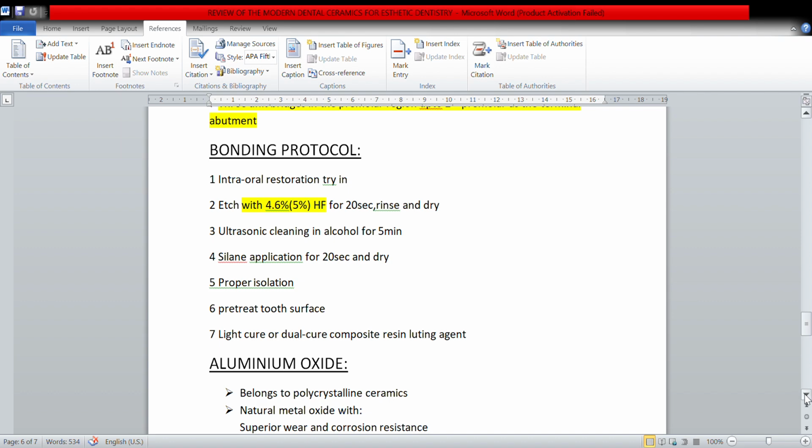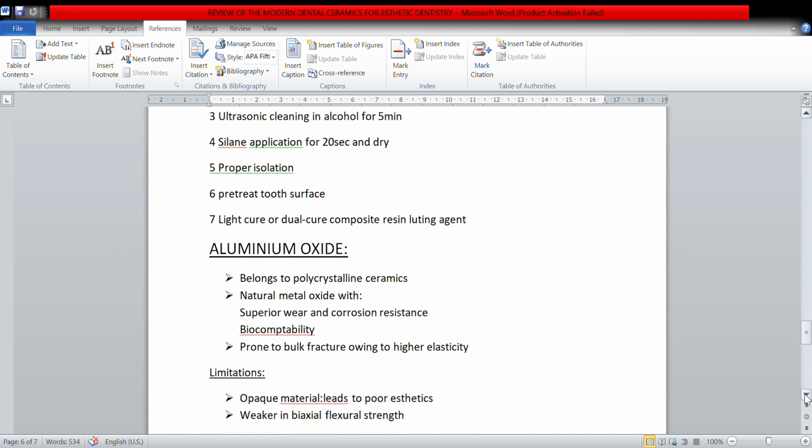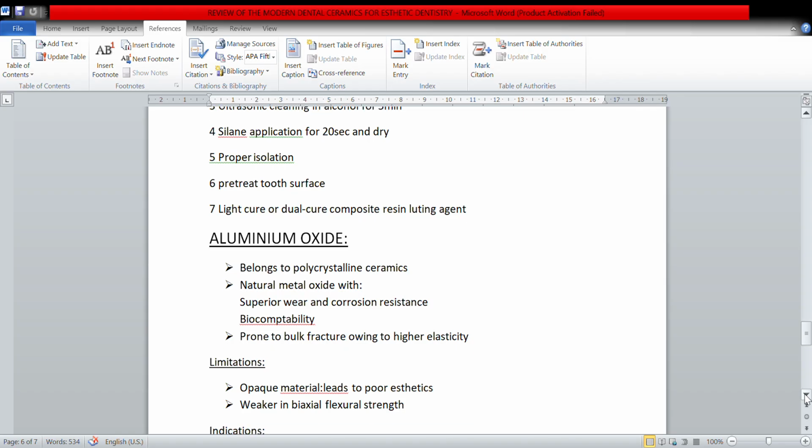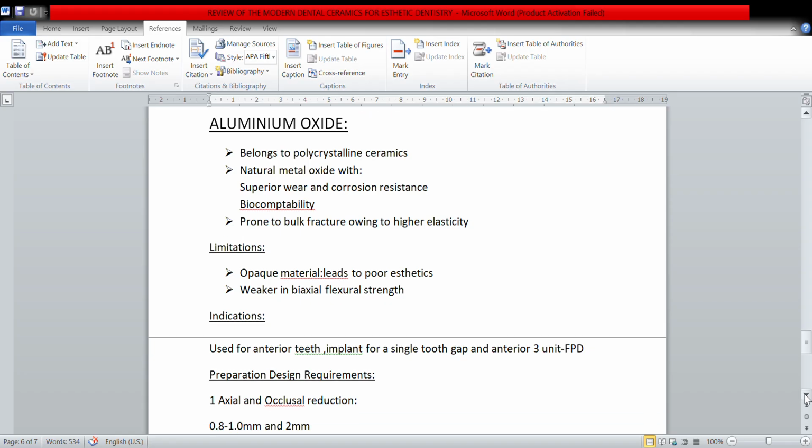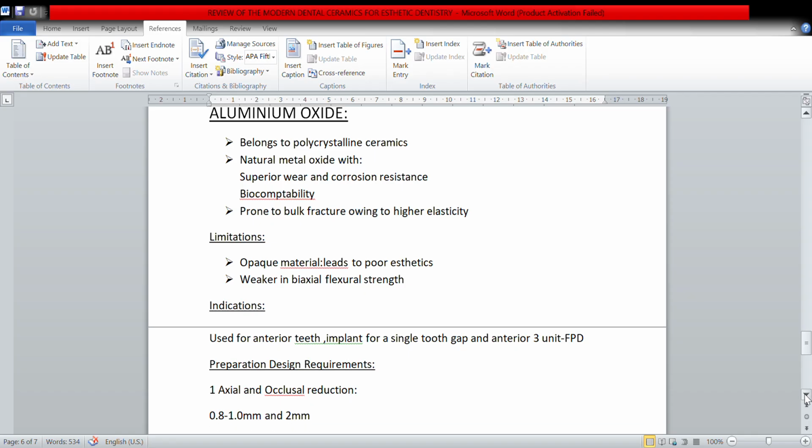Okay. The third type of dental ceramics is aluminum oxide, which belongs to polycrystalline ceramics. They are natural metal oxides with superior wear and corrosion resistance. They are prone to bulk fracture due to higher elasticity. Limitations: opaque in nature, leading to poor aesthetics, and weaker biaxial flexural strength. They are used for anterior tooth implants, single-tooth copings, and anterior 3-unit fixed partial dentures.